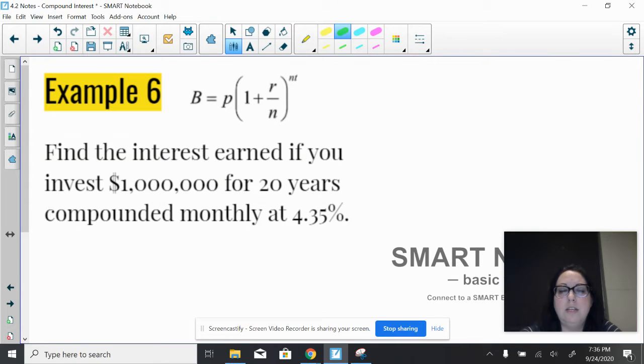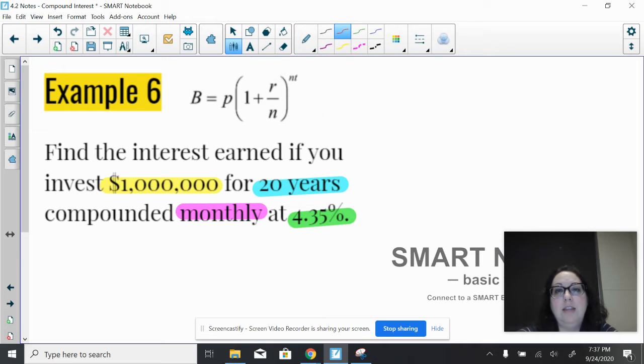So same thing on example 6 as we did on example 5. We're looking for that interest earned. Again, on a $1 million investment, a time value of 20 years. This time the compounding is only going to happen monthly instead of weekly, and we've changed the rate to 4.35%.